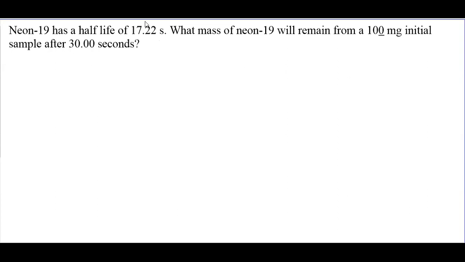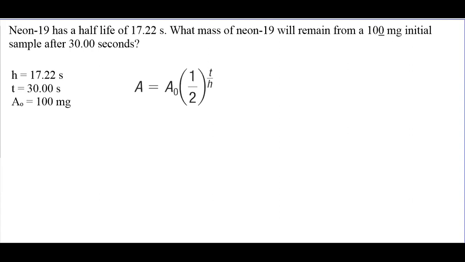So 30 seconds is longer than the actual half-life, so it's going to go through at least one half-life. So I know it should be less than 50 milligrams. But to get the specifics, you would just make sure you recognize which one is which. So if you know the half-life is 17.22, then H should be 17.22. We're looking for how much remains after 30 seconds, so that's what T is going to be, and we start with 100 milligrams. So using that equation, you plug in all your terms, right?